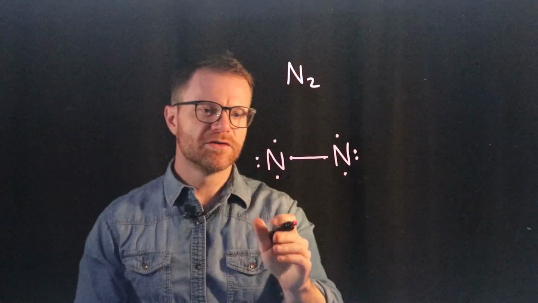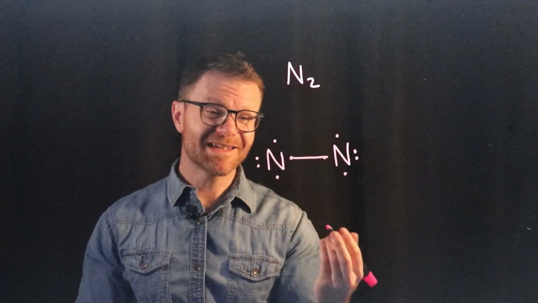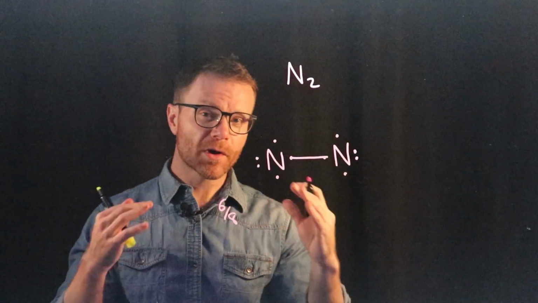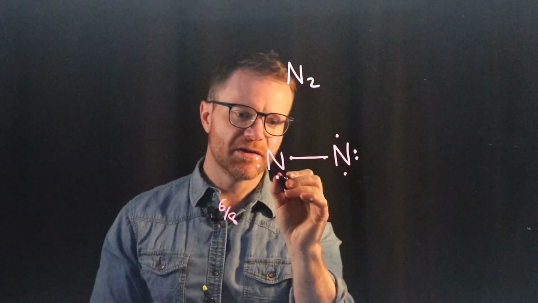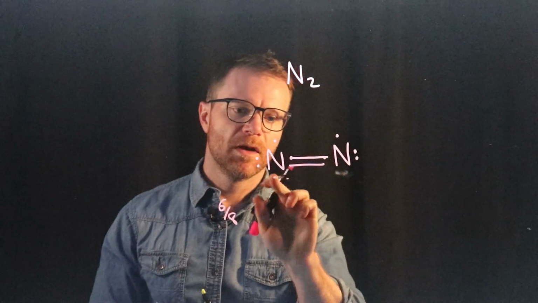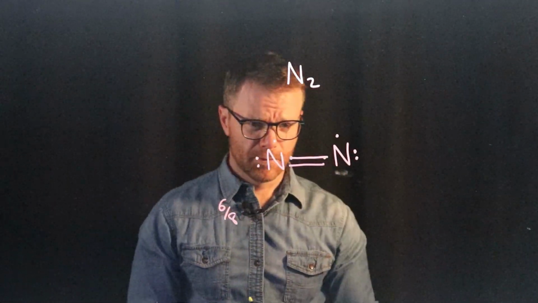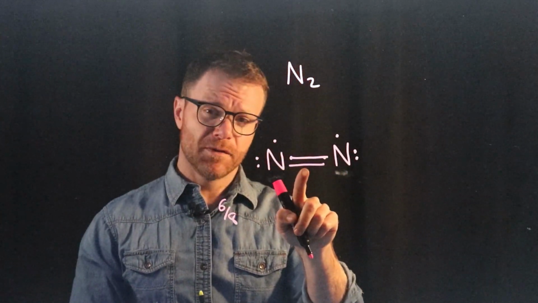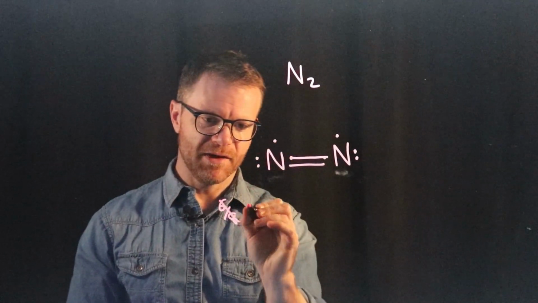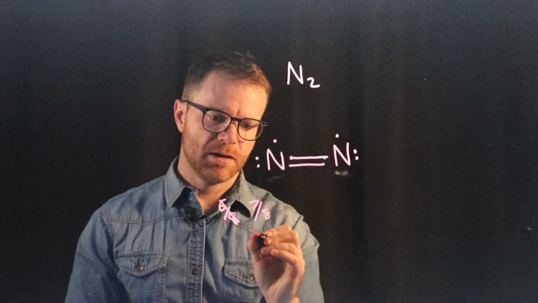Okay, so let's form a nice single bond. And now both our nitrogens have 2, 4, 5, 6 out of 8 valence electrons. That's no good. So we're going to need a double bond. So let's share these bottom 2 electrons. And now both of our nitrogens have, the double bond counts as 4, 5, 6, 7 out of 8 valence electrons. Still no good.